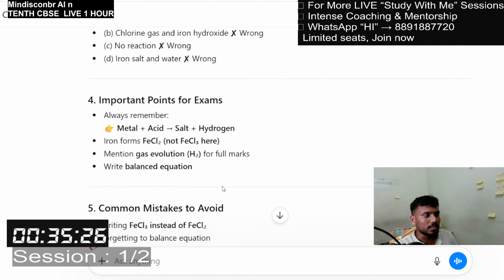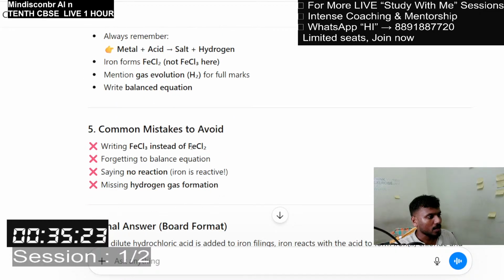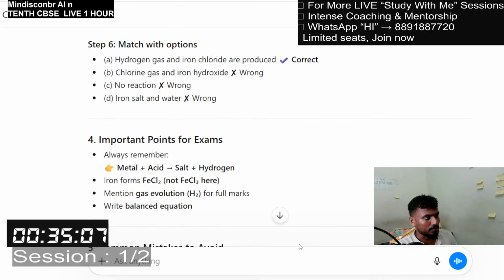Write the balanced equation. Common mistakes to avoid: writing FeCl3 instead of FeCl2. The formula for iron chloride is FeCl2 and not FeCl3. Forgetting to balance the equation, saying no reaction or that iron is not reactive, and missing hydrogen gas formation.